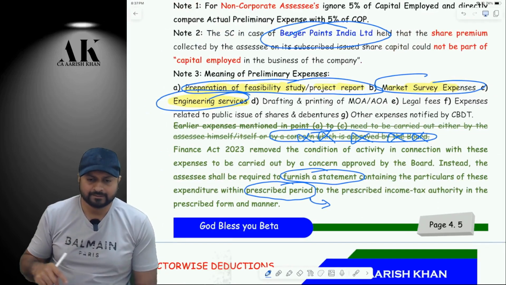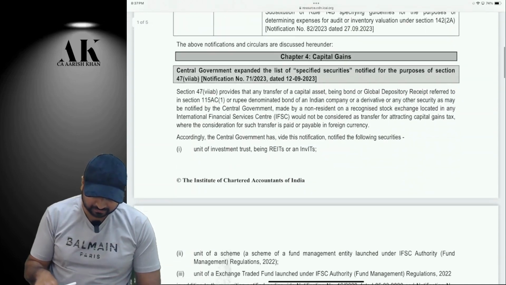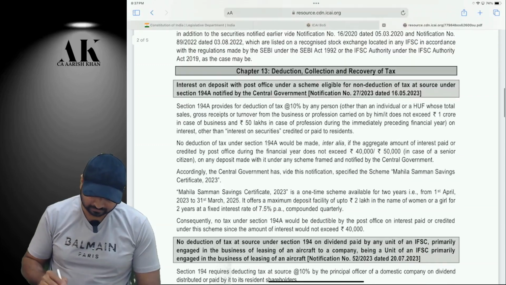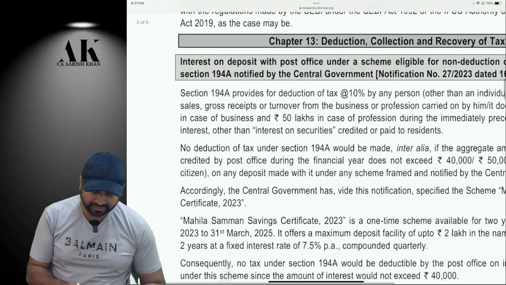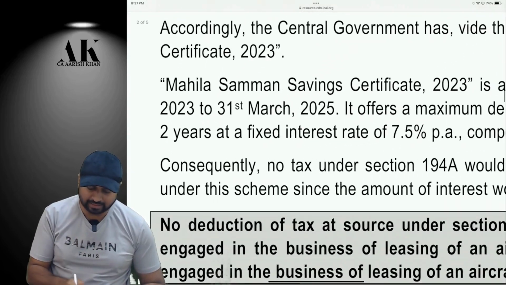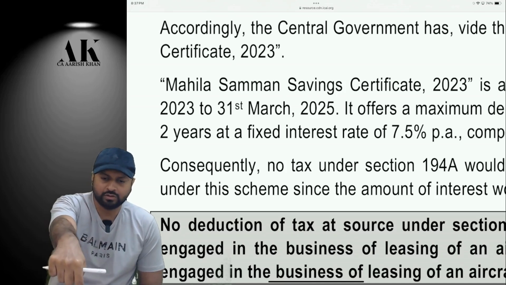And one last amendment is there that we have already done in class itself. If you remember in TDS, see on the board. In 194A, which is for deduction of interest TDS, there is one certificate, Mahila Samman saving certificate, which I have told you in class itself. If you remember, it is there in our book also. You can open 194A.